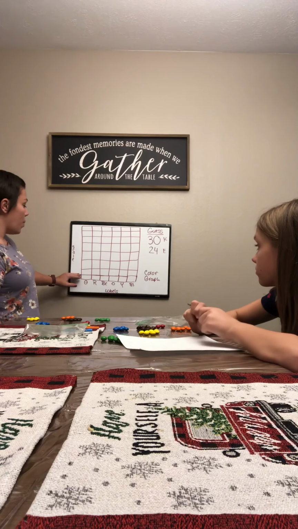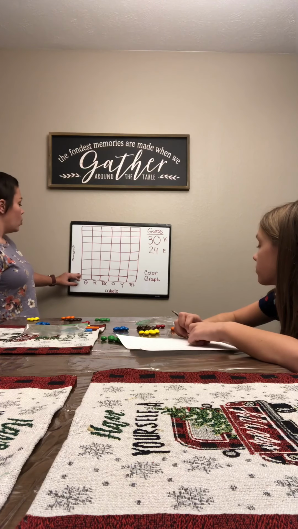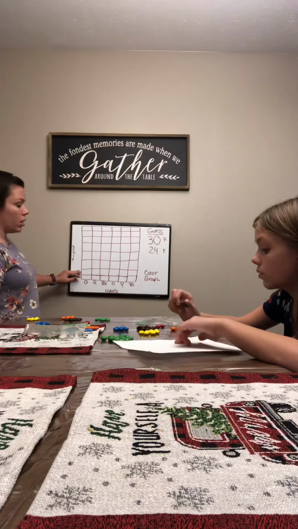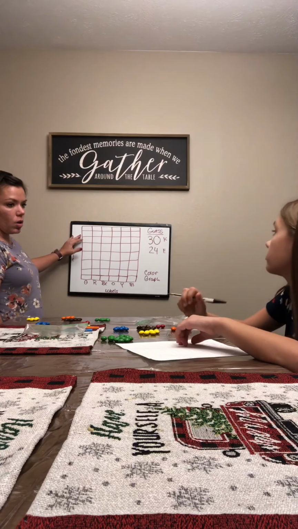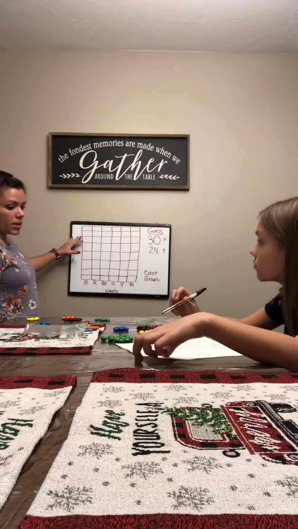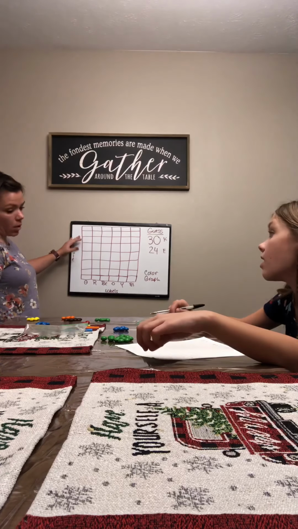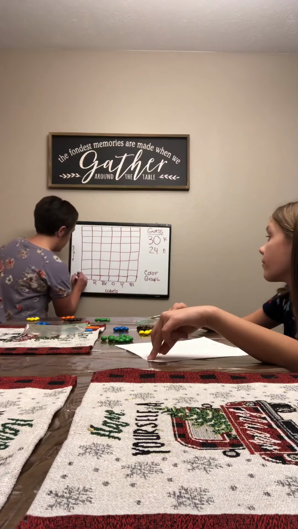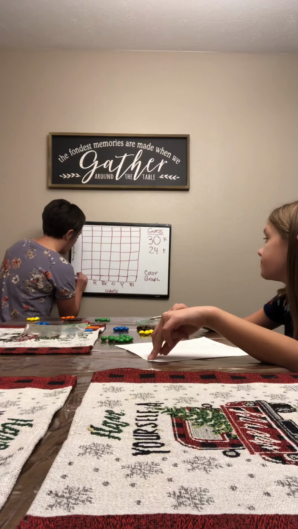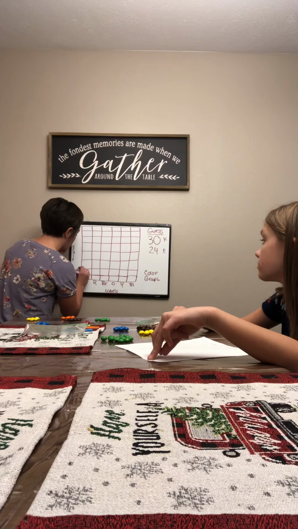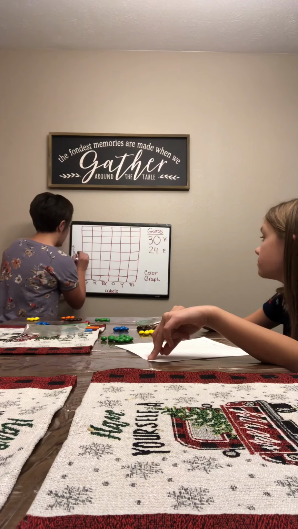We can count by ones, we can count by twos, you can count by fives. What number do you think would be best to count by? 5. Okay, I think 5 would be good. I don't think 1 would be good because we have a lot of M&Ms. Yeah. So count by 5s.